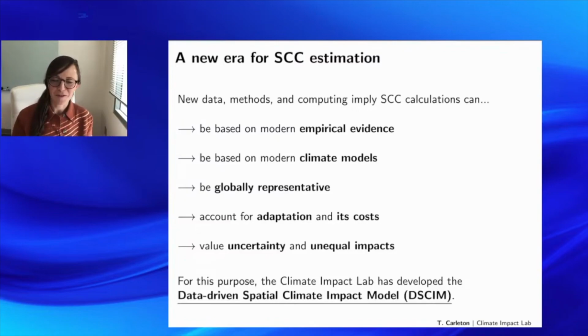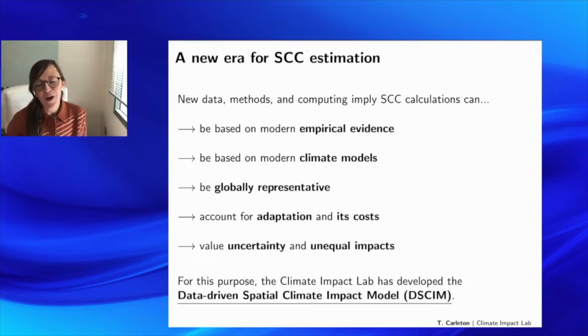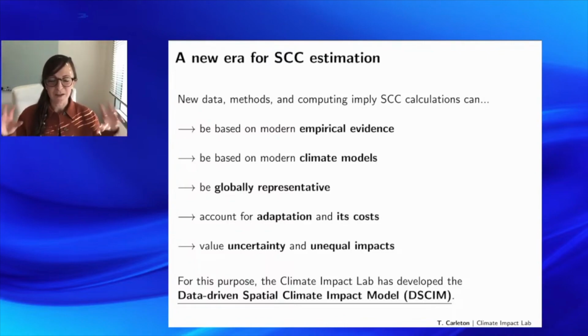Unfortunately, the SCC space is full of annoying and difficult to remember acronyms, and I'm just going to add another one in for you. Our model that we've built to answer this call is called the Data-Driven Spatial Climate Impact Model, or DSIM. The only thing I would ask you to remember about this is the data-driven and spatial part. So the idea here is we want to meet this call for updated SCC estimates using an empirics-forward, data-driven approach, and one that is spatially resolved so that we can inform not just mitigation policy, but also thinking about adaptation.